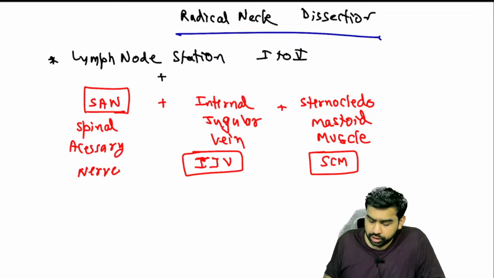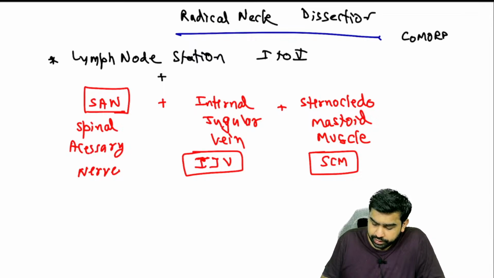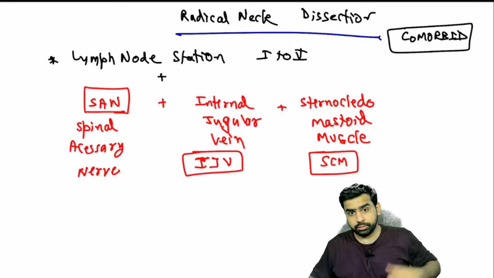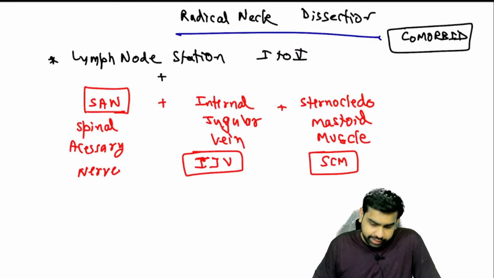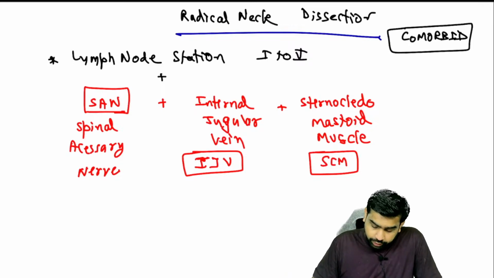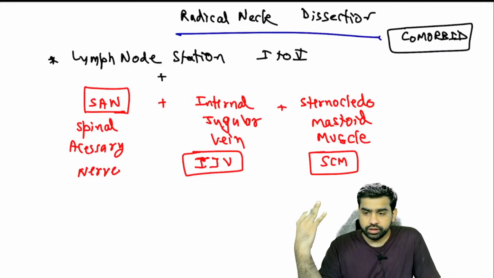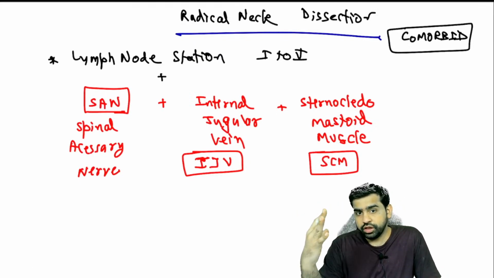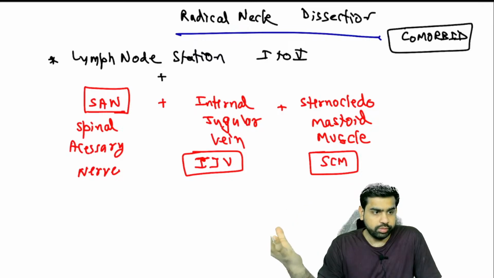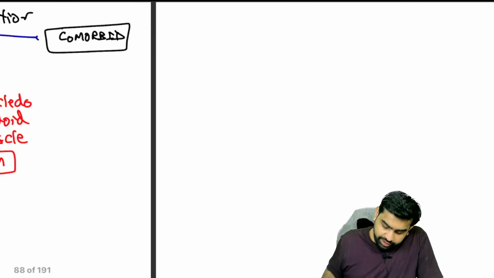Are you understanding my point? Radical neck dissection per se is a very comorbid procedure, and these are the things which you remove in it. Because it is a very comorbid procedure and all these structures are removed, the patients were having a lot of problems, and that is why we came up with something called a modified radical neck dissection.